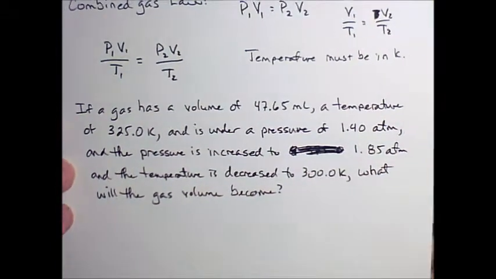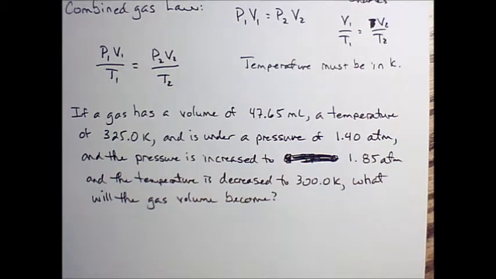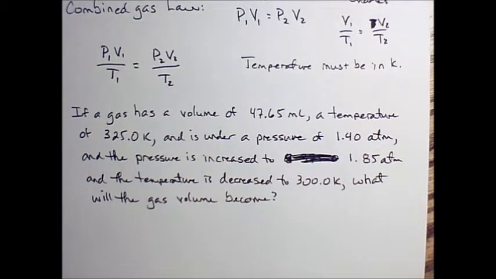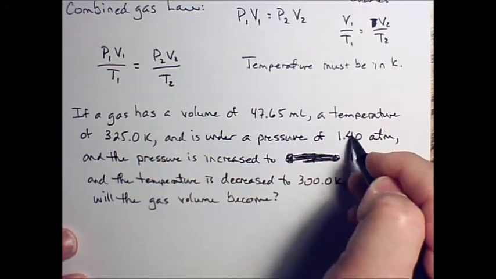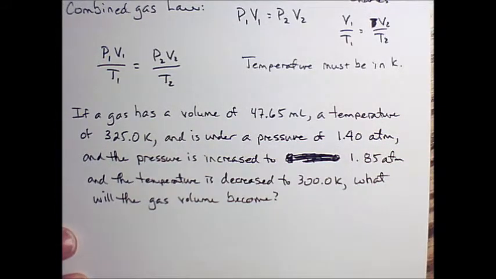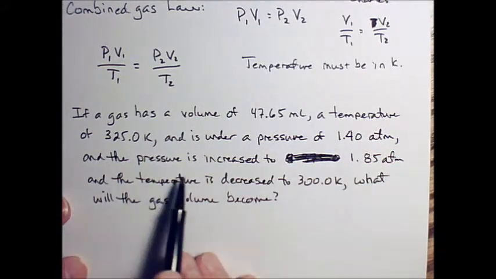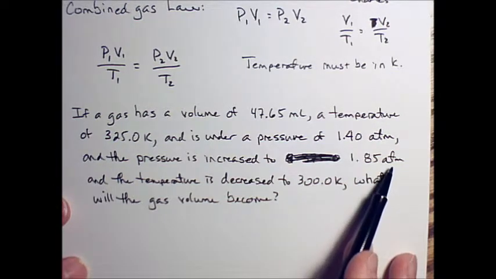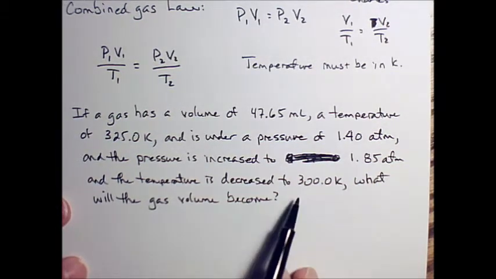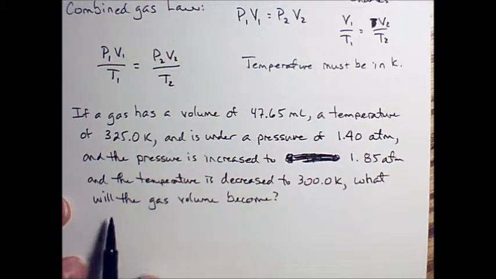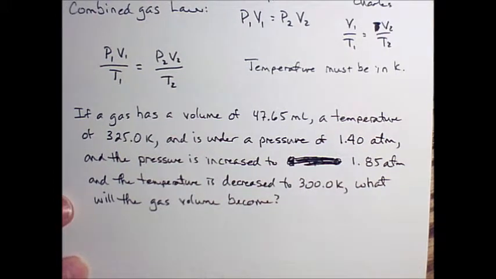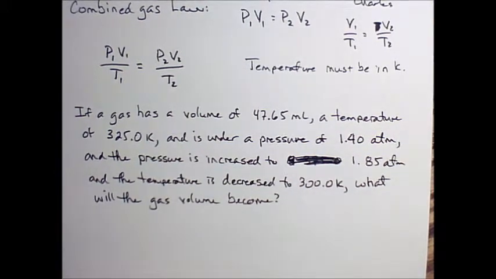Okay, so gas has a volume of 47.65 milliliters, has a temperature of 325.0 K, and is under a pressure of 1.40 atmospheres. That's a 4 and a 0, 40 atmospheres. And if the pressure is increased to 1.85 atmospheres and the temperature is decreased to 300 K, what will the gas volume become? All right, you're going to solve these problems all the same way.